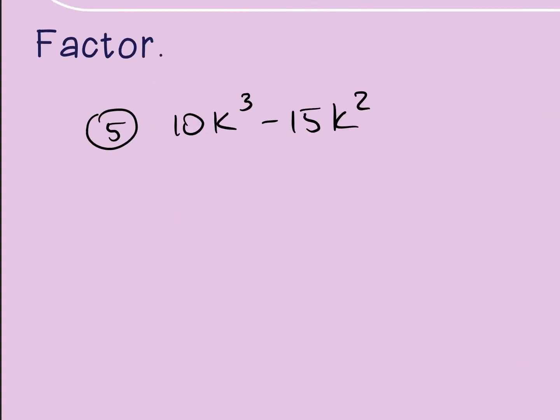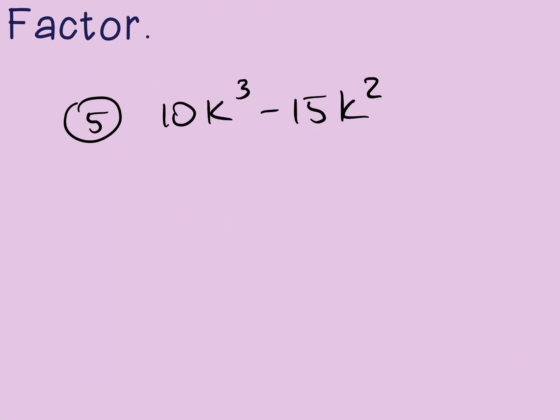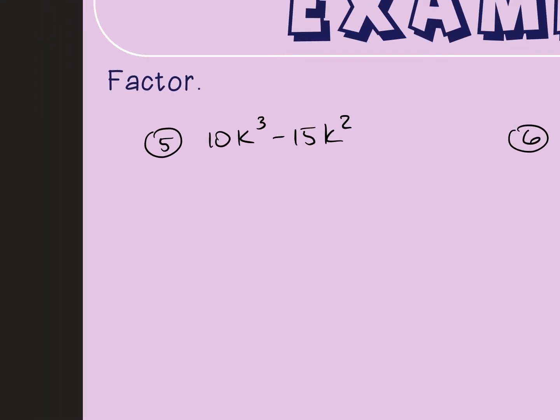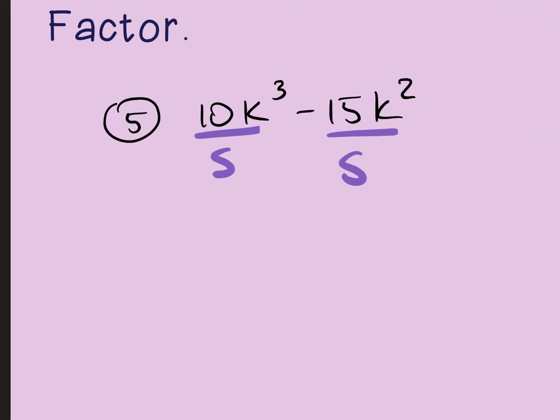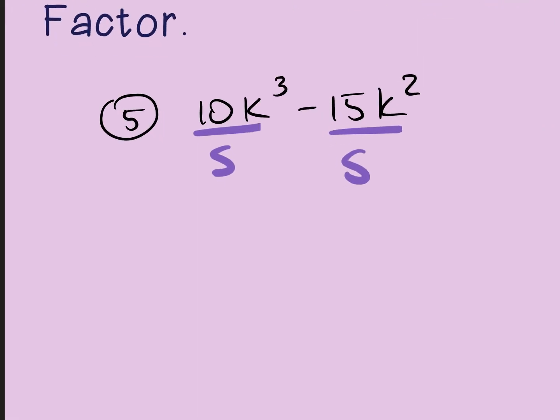All right, number 5. What can I factor out here? I can divide both of them by 5. And how many k's can I take out? 2 k's. Because I have 2 k's here, and I have at least 2 k's here, so I could take out 2. So k squared. So what's going to go on the outside of my parentheses? 5k squared. Whatever I'm dividing goes to the outside.